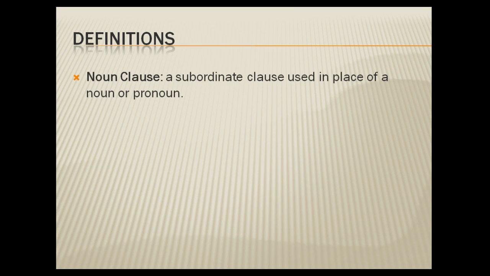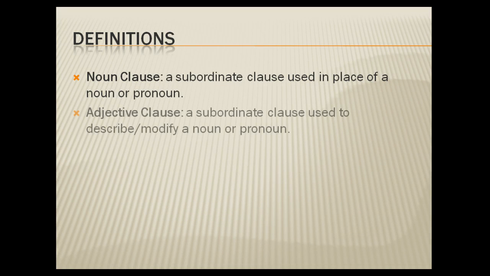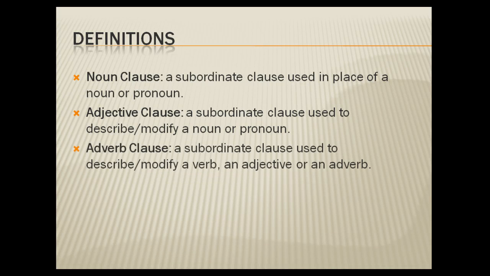Better make sure we include noun clauses. A noun clause is a subordinate clause used in place of a noun or pronoun. An adjective clause is a subordinate clause used to describe or modify a noun or pronoun. Adjective clauses also are going to describe a who or a what in a sentence. Adverb clauses are subordinate clauses used to describe or modify a verb, an adjective, or an adverb. They also can be described as describing where, when, why, or how.